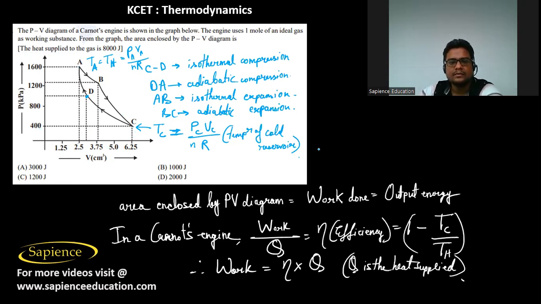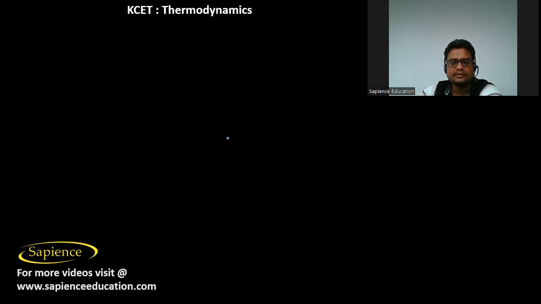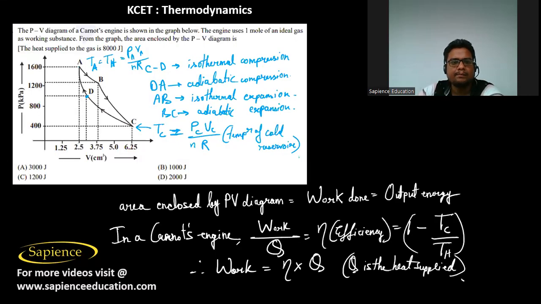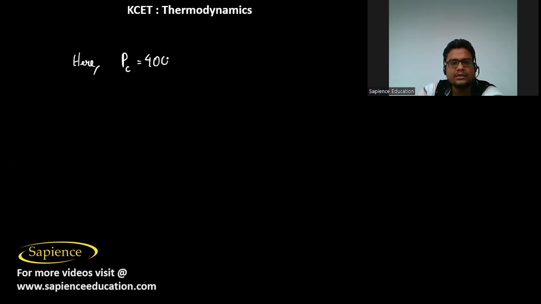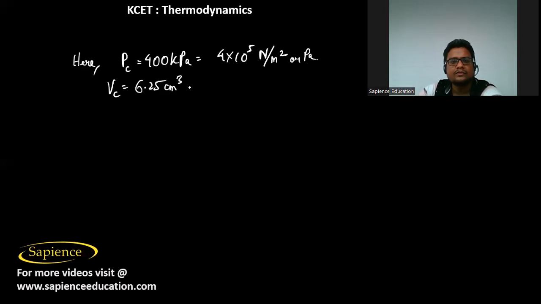So now, here in the graph, we can see that PC, which is the pressure at the point C, is 400 kilopascal. So it is 4 into 10 power 5 Newton per meter square, or you can say Pascal. Similarly, the volume at the point C is 6.25 centimeter cube, which in the SI unit is 6.25 into 10 power minus 6 meter cube.